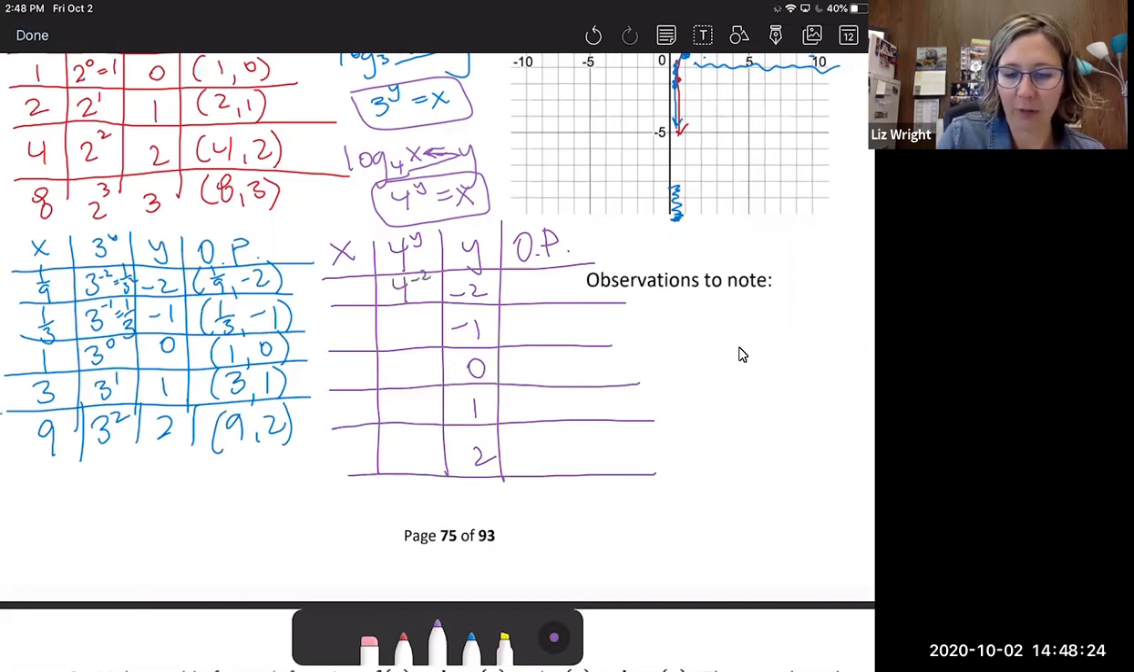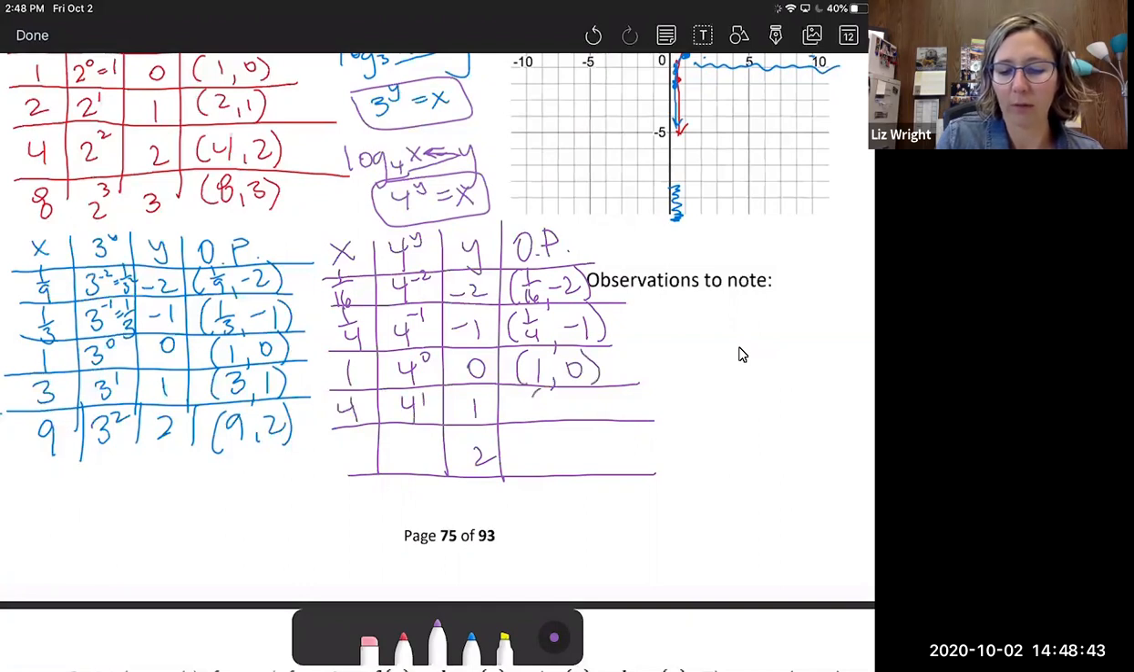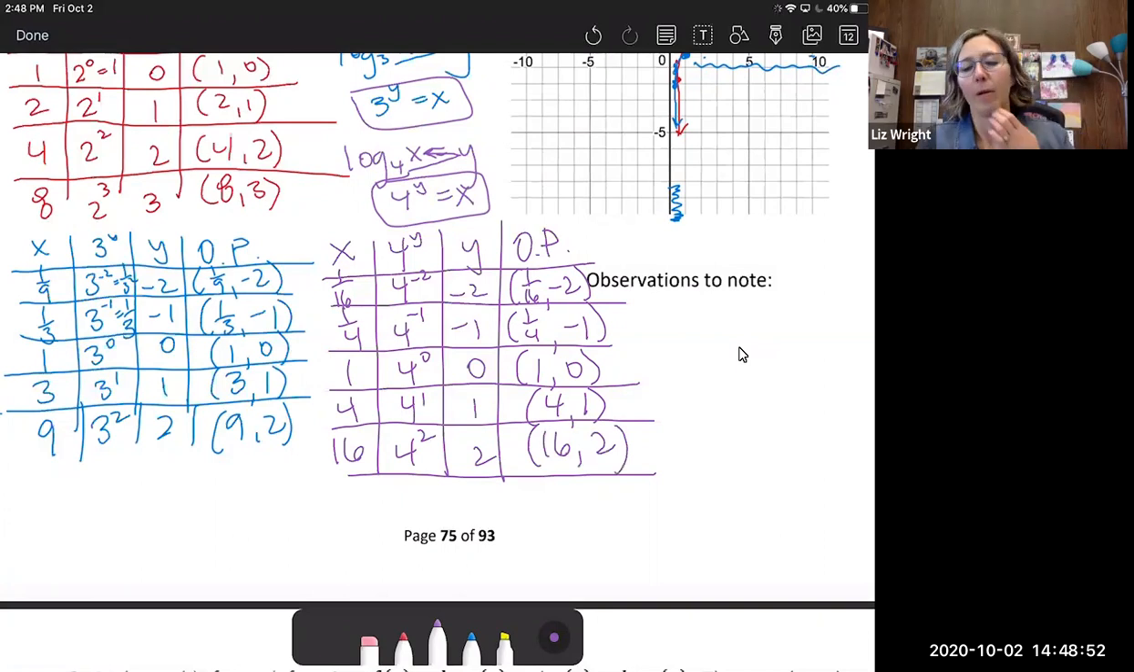4 to the negative 2, which is going to give us 1/16. Negative 2, then we've got 4 to the negative 1, which is going to be 1/4. We're going to graph the point 1/4, negative 1. We're going to have 4 to the 0, which is 1. Then we're going to have 4 to the first, which is 4. We're going to graph the point 4, 1. Then we've got 4 squared, which is going to give us 16. And then we're going to attempt to graph the point 16, 2. Okay.